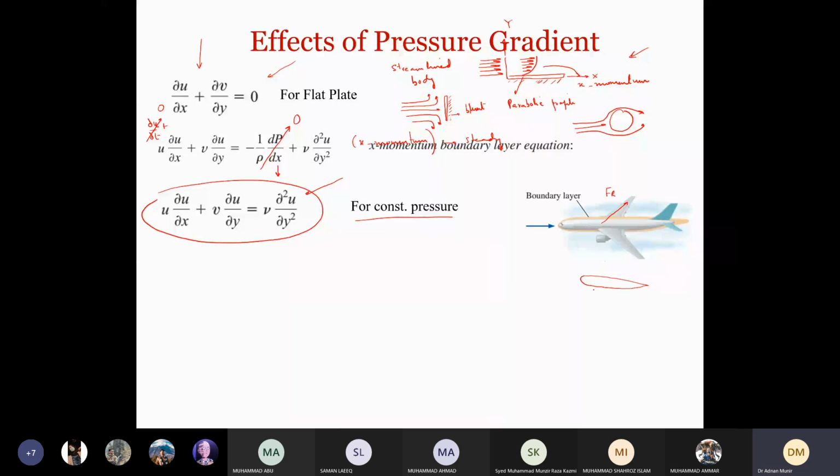The first one is the pressure force. The pressure force is acting like this, perpendicular to the structure. And the other type of force is the shear force, which is because of the boundary layer or the viscosity, which is acting in this direction like this. And this force is called tau.